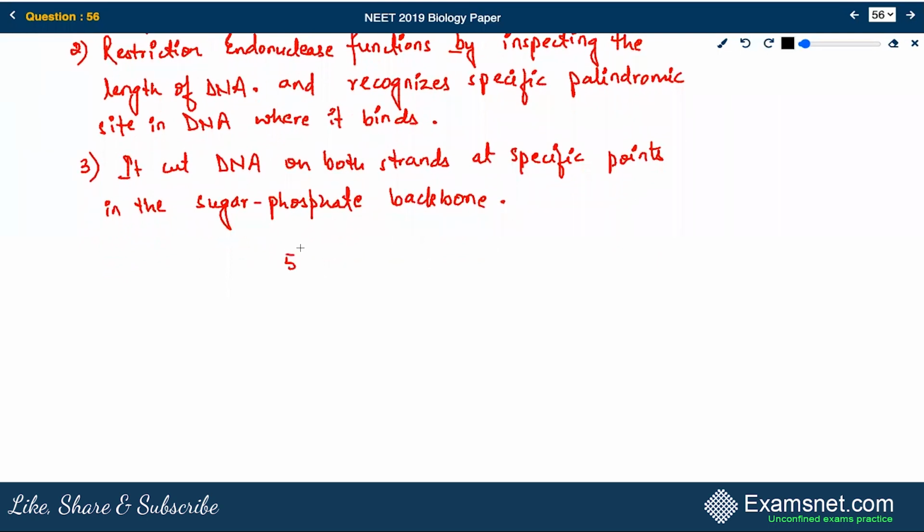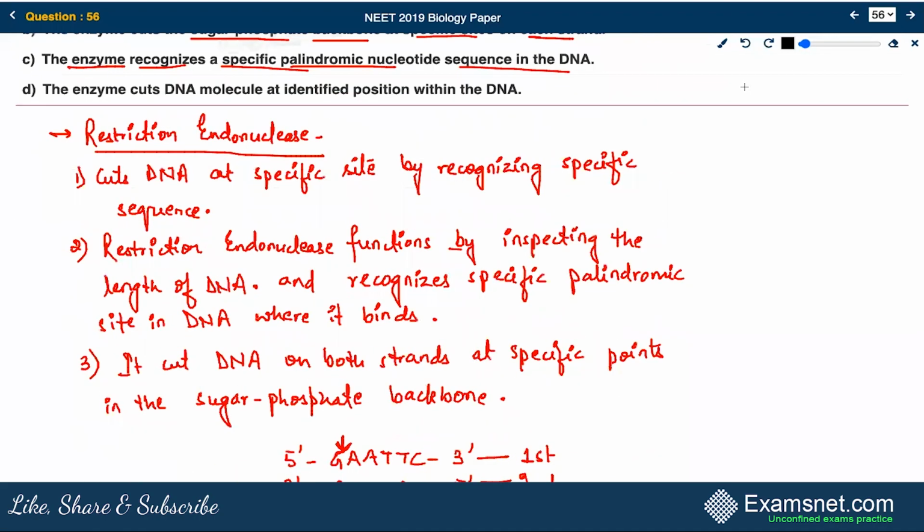So for example, if there is a sequence like this, where the restriction enzyme will be acting, the site of the restriction enzyme in this palindromic sequence is between G and A. So it will be on both the strands. This is the first strand and this is the second strand. The cleaving will be done on both the strands, not on a single strand, and that too by recognizing the sugar phosphate backbone like this. All right.